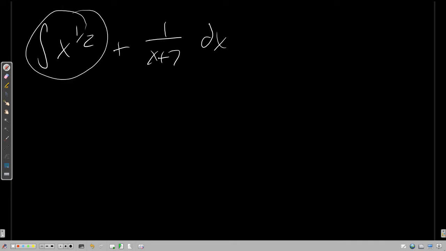So this part of it I know. In other words, here's what I'm saying. So 2 integrals.